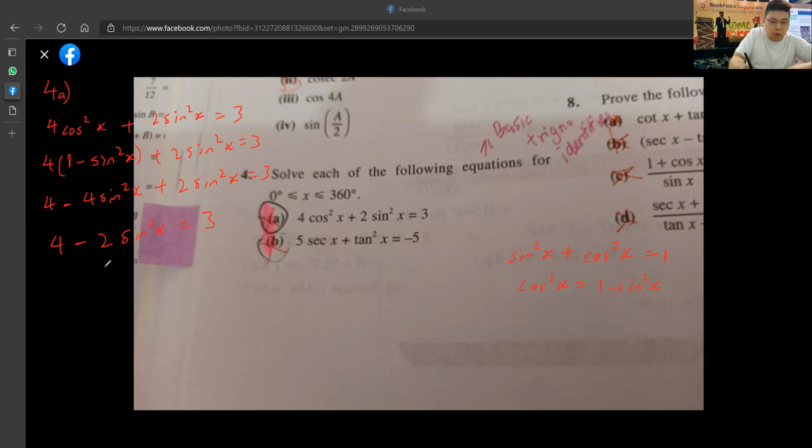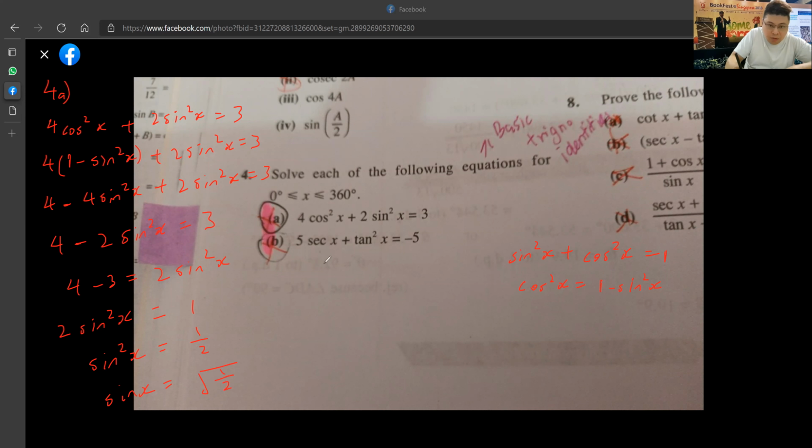Then after that, if I shift my 2 sine square x over to the other side, you have 4 minus 3 equal to 2 sine square x. So 4 minus 3 is 1. So your 2 sine square x is equal to 1. Therefore, your sine square x will be equal to half. Sine x will then be equal to square root of half.